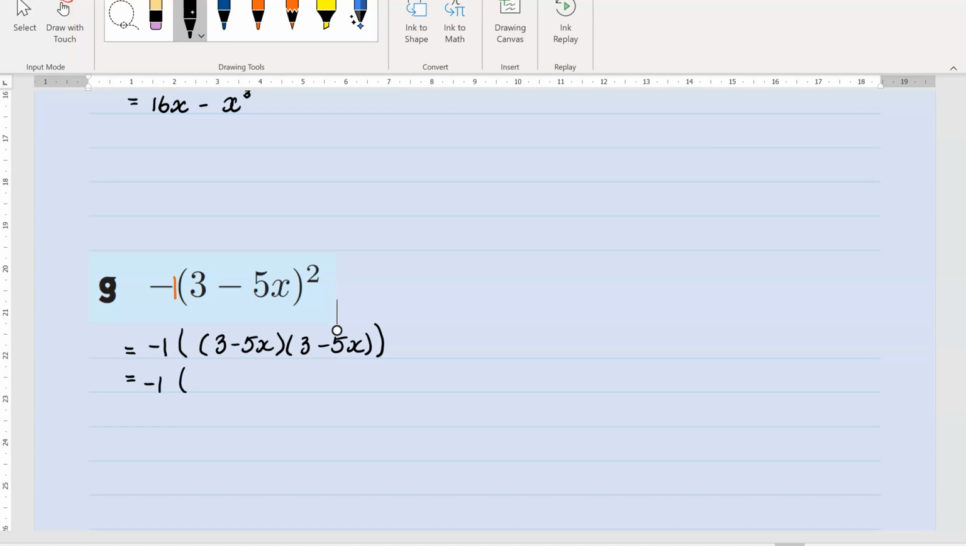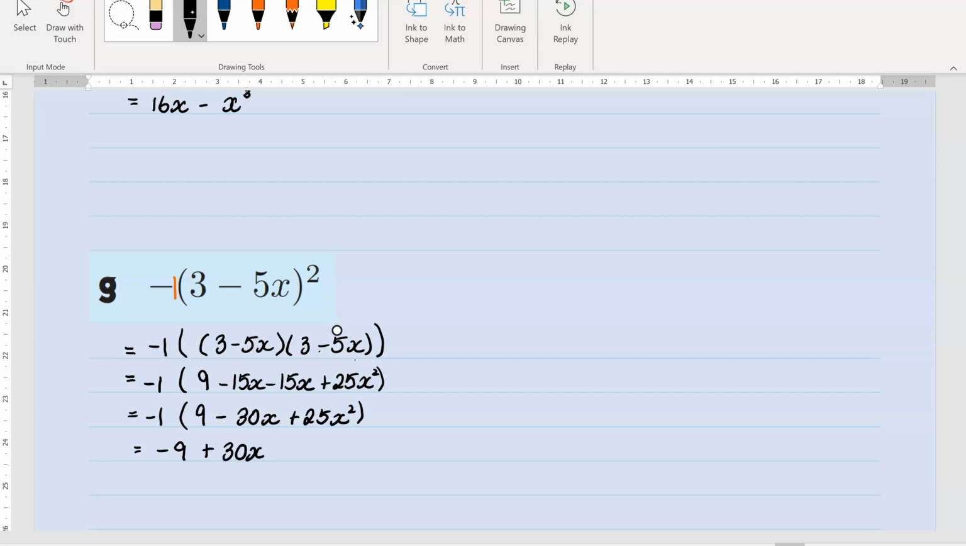it now. So we do what's in the bracket, 3 times 3, we get 9. 3 times minus 5x is minus 15x. I get another minus 15x here. Negative times a negative is a plus. We got 25x squared. Keeping the minus out the front there, tidy up. Minus 15 take 15 is minus 30x. Okay? And now we just times through by the minus. Minus 9. Negative times a negative is a positive. Negative times a positive is a negative.